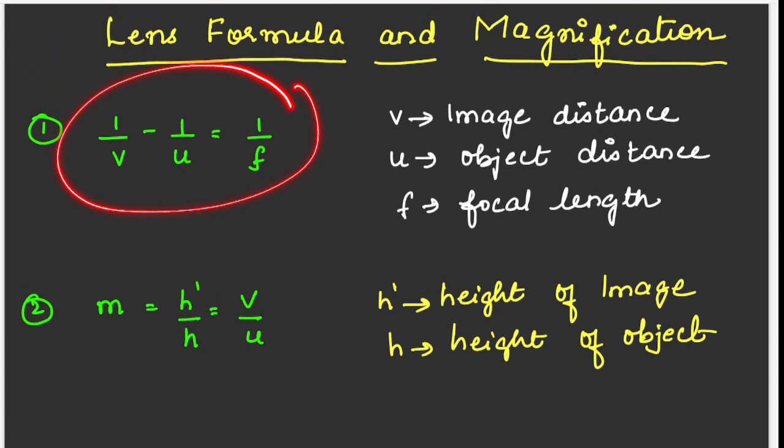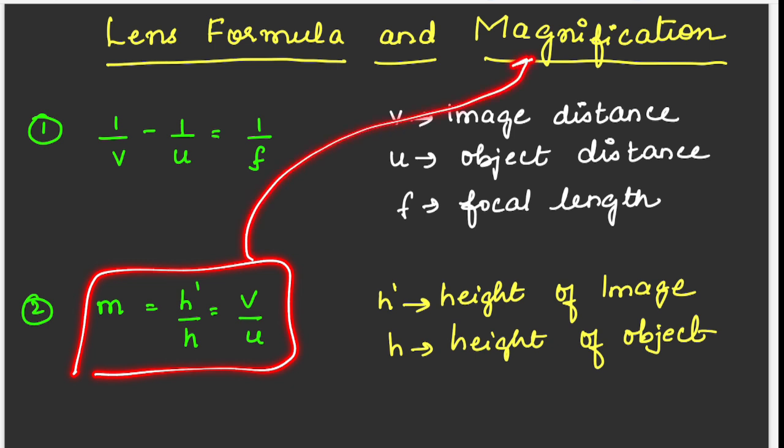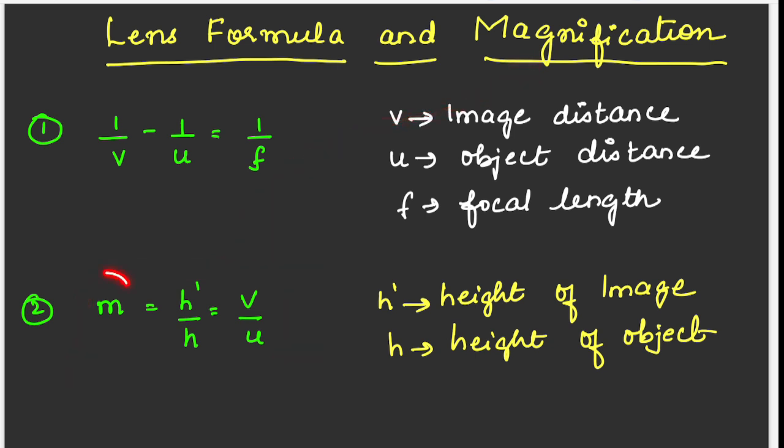The lens formula is given by 1 by v minus 1 by u is equal to 1 by f. Here v is called the image distance, u is called the object distance, and f is called the focal length. The second formula is called the magnification formula.